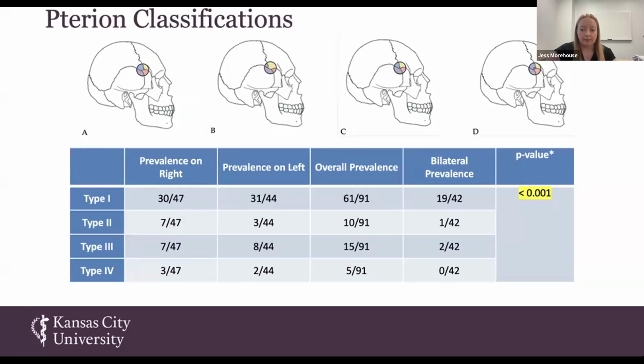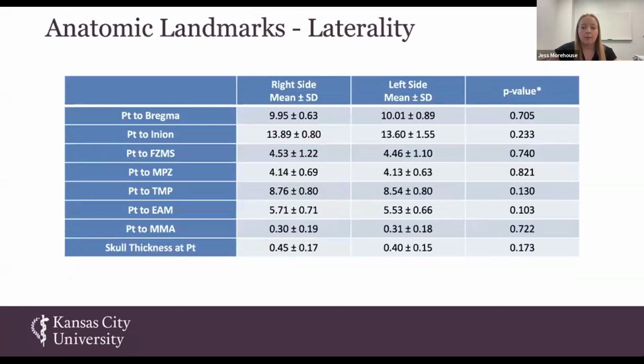Further analysis of that information showed statistical significance between type of pterion and the prevalence of being bilaterally identical, with type 1 being demonstrated in 87% of these crania. While bilateral presence of identical pterions proves statistical significance, the distance between pterional center and the 7 anatomic landmarks did not have any significance when it came to laterality.